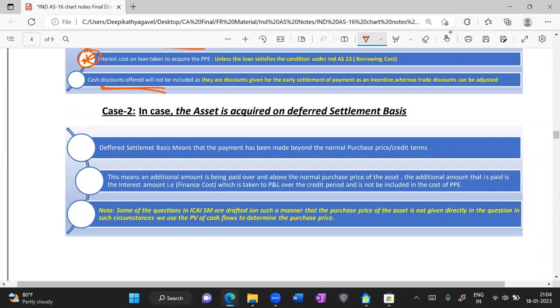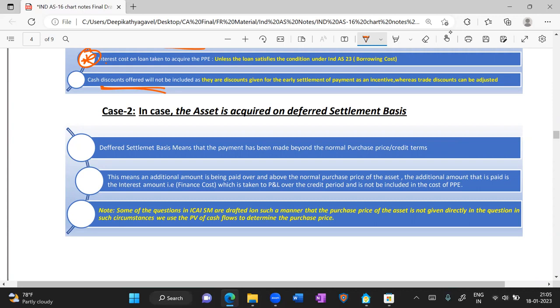Next is when your asset is acquired on a deferred settlement basis. As I told earlier, settlement is basically payment being made. And what do you mean by deferred settlement? That the payment is being made in installments, the payment is deferred, delayed. So when the payment is made on a deferred settlement basis, obviously, let's suppose you go to any of your vendors and say, give me the raw material, I'll pay you after 1 month. Let's say the raw material costs 10 lakhs. Do you think the vendor will ask you to pay the same 10 lakhs after 1 month? No, he will tell you to pay some extra. He will tell you to pay 10 lakh 50,000.